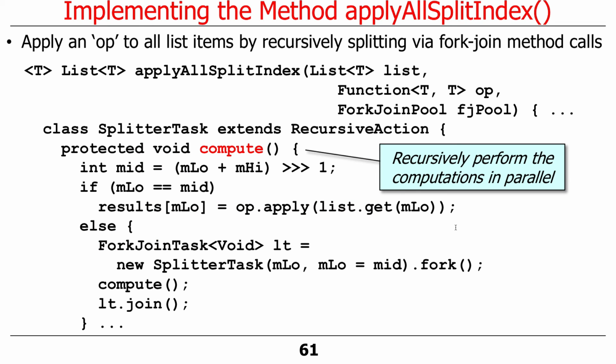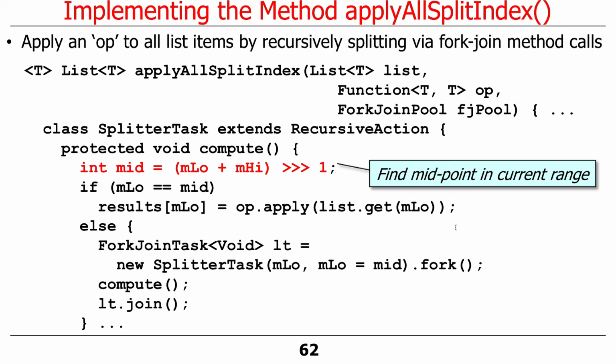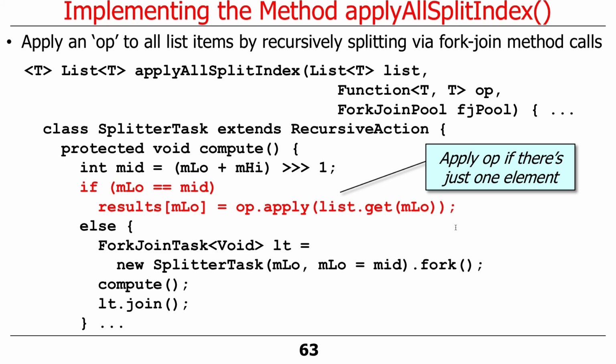Here's what compute looks like. This goes ahead and finds the midpoint in the current range, so it adds low to high, and then it divides by 2, which is right shifting by 1. That's just a clever Java idiom. I don't know why people still do that. I'm sure the compiler has long since figured out how to optimize that, but you'll see that a lot in Java code. If mid equals low, then we've got one element, and so we go ahead and apply the operation on the element in the list and stick the results into that results array.